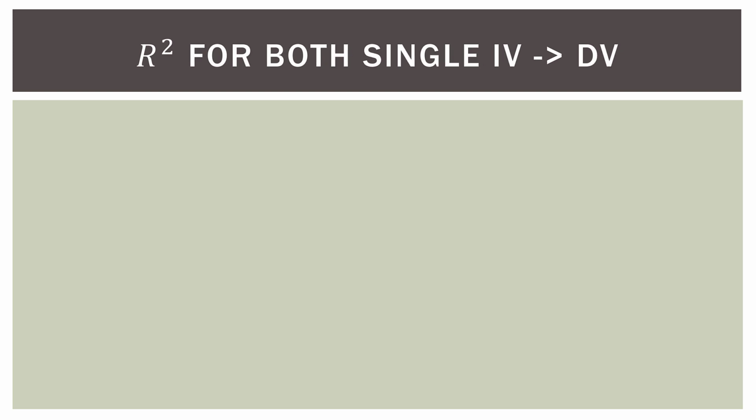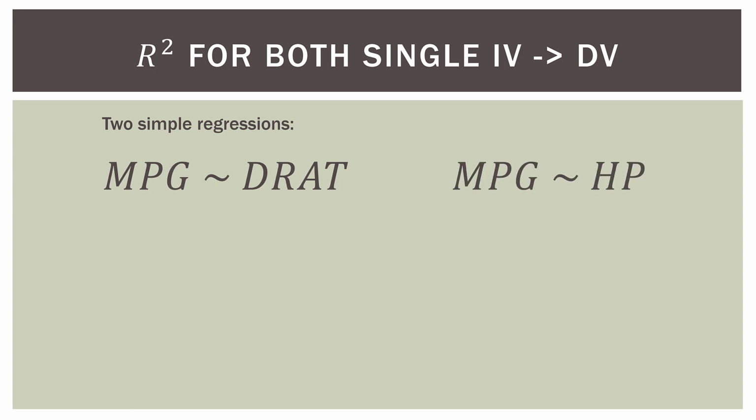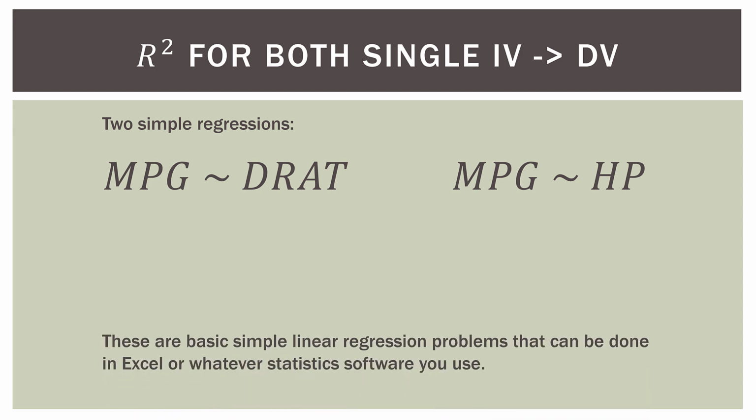Okay, so let's look at our first R squared. Let's take each of these one by one. So the R square for both single IV to DVs. So two simple regressions. Let's look at DRAT as it explains the variance in miles per gallon and horsepower as it explains miles per gallon. So 1-to-1, two regressions. So these are basic regressions you could do in Excel or whatever stat software you use. Nothing complicated here.